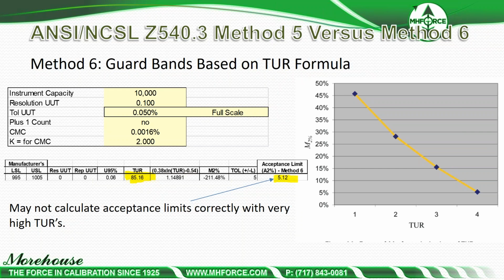So what we've done in our Excel sheet here is, if the TUR is above 4 to 1, if it's 20 to 1, we've just written a simple formula that says use a TUR of 4 to 1 for this formula, so your acceptance limits work properly. It would have been an easy fix for them to add. I don't know why they didn't add it, but here's the graph to the right here, and it's just something to be aware of with the formula.